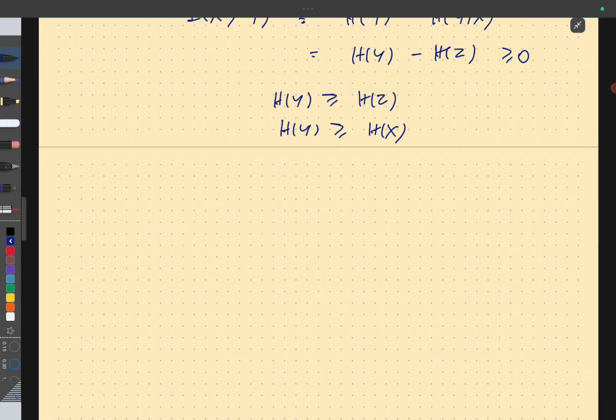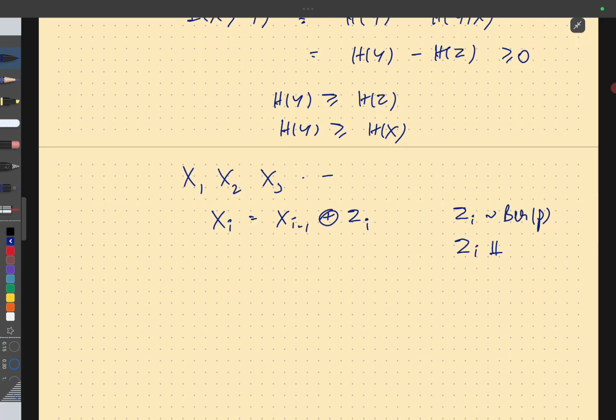So as a consequence, let's look at the following case where I take a sequence of random variables x1, x2, x3 and so on, where xi is equal to xi minus 1 XOR zi, where zi is some Bernoulli P random variable and zi is independent of zj for all i not equal to j. So all of the zi's are independent of each other.